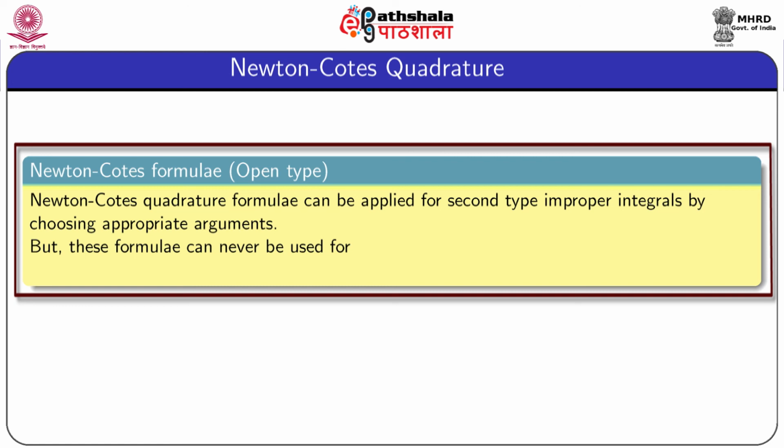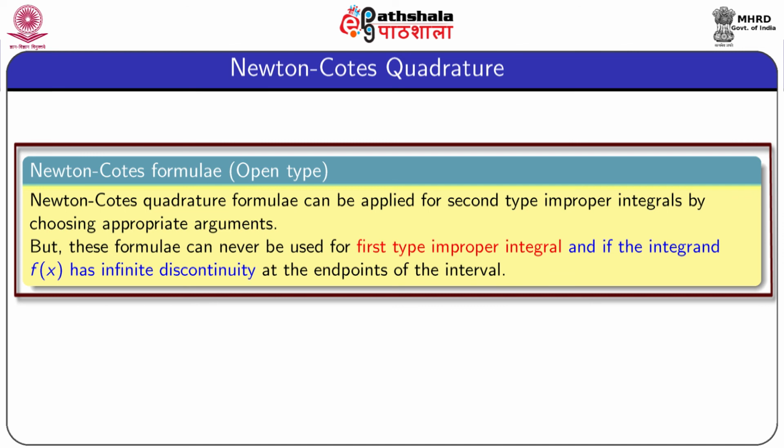The Newton-Cotes closed type formula can be applied for second type improper integrals by choosing appropriate arguments, but it is not always possible. This formula can never be used for first type improper integrals, because in first type improper integrals the limits are minus infinity or plus infinity, therefore the length of the interval h is also infinity. And if the integrand f(x) has an infinite discontinuity at the end points of the interval, then also the closed type Newton-Cotes quadrature formula cannot be applied.